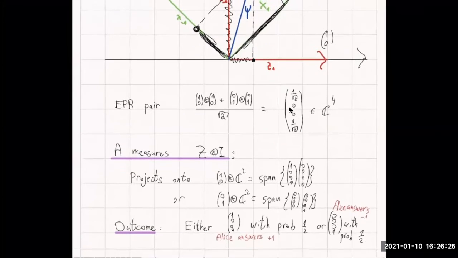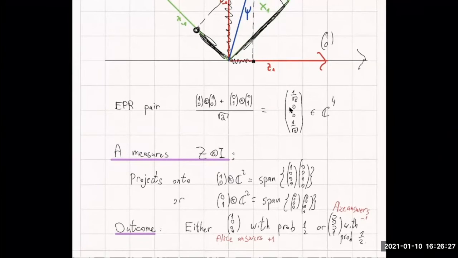Now I'm thinking of 2 qubits. So we have C² tensor C². In this space, which is a 4-dimensional vector space over the complex numbers, there is a very special state, a very special psi that we call the EPR pair.